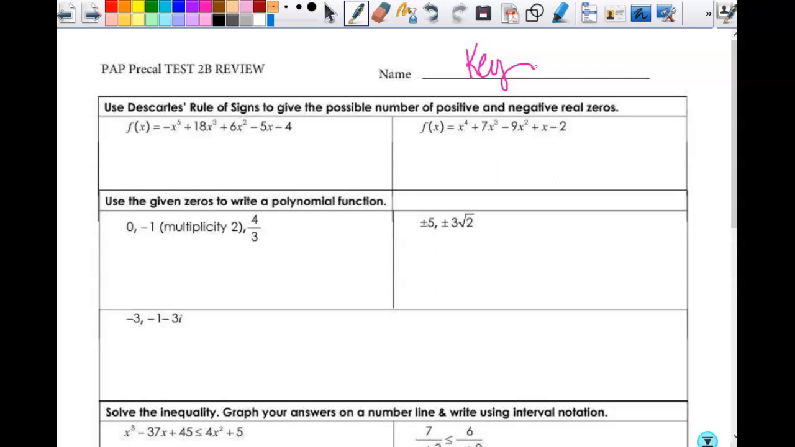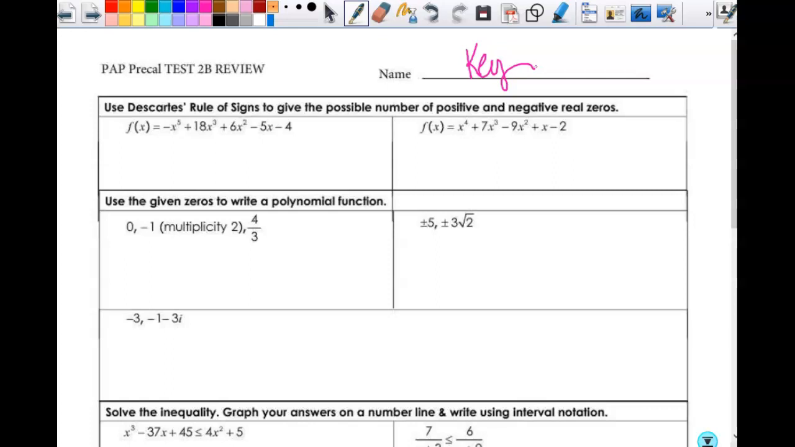Okay, so why is this even going to help us? When we come up with all those possibilities and have to do synthetic division, this tells us how many positive and negative possibilities we have, so we're not wasting our time with testing things. This is super easy to do.